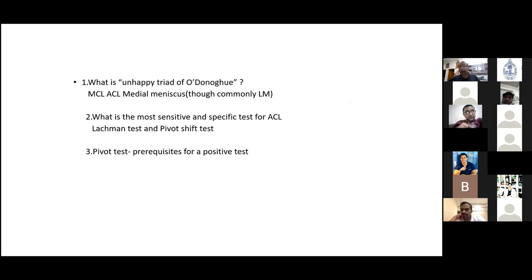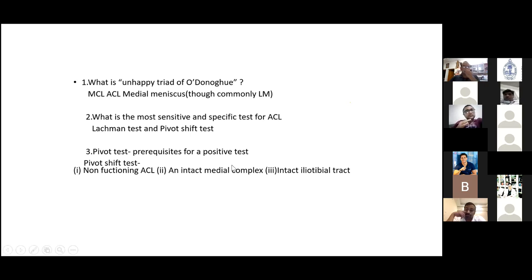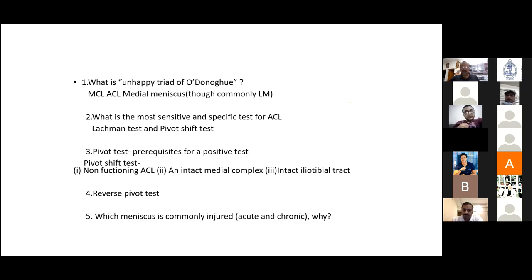What are the prerequisites for doing a pivot shift test? You need an intact MCL. Anything else? And ITB also. You should have an intact iliotibial complex. A non-functioning ACL should be there, and an intact medial complex should be there. What is reverse pivot shift? It's for posterolateral corner injuries. Yeah, for PCL. Basically for PCLs.